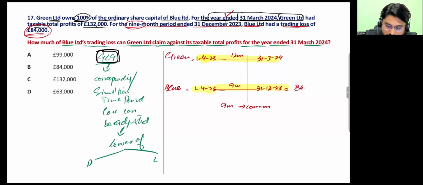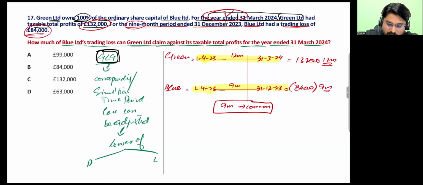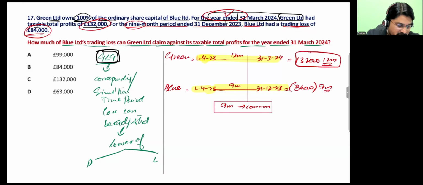84,000 is a loss of 9 months, and the other company has 132,000 as a profit for the year ended. So this is a profit for the complete 12 months time period. If the common months are 9 months, we have to break this 12 months profit into 9 months profit. So can you please check: 132,000 into 9 upon 12, so 99,000 is a profit for 9 months. From the total 12 months profit, we have calculated 9 months.